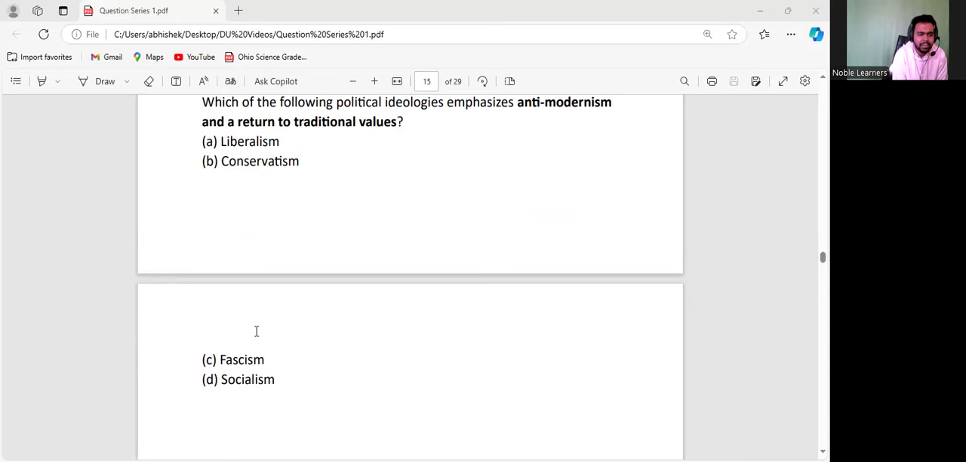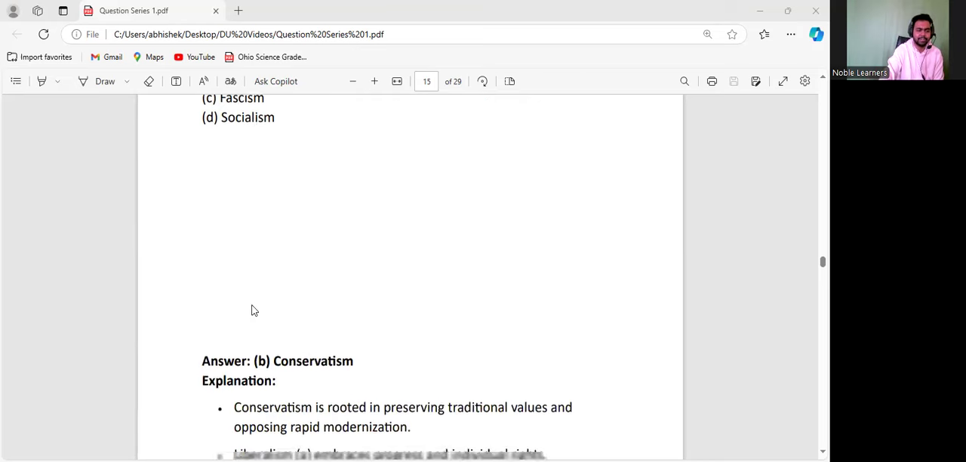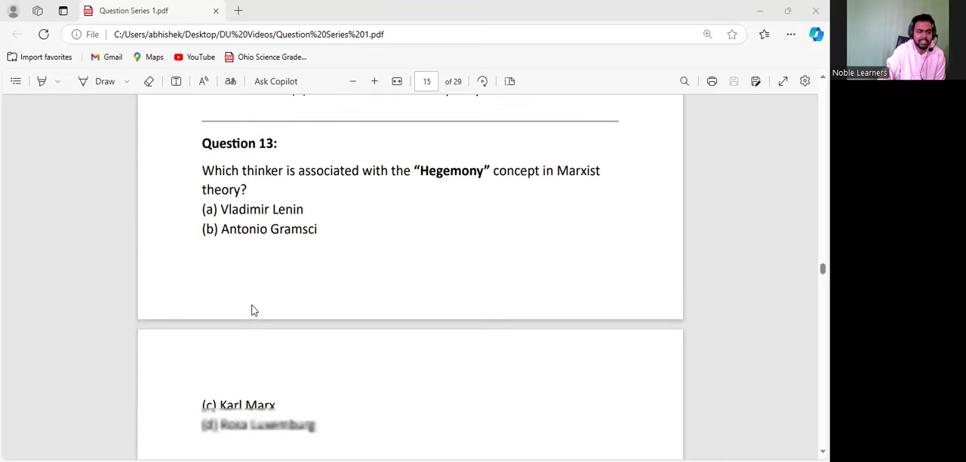Obviously, you know this. You may get confused between fascism and conservatism because fascism also supports this to some extent. But fascism is not against modernization. All the battleships and technological advancement that was done in Italy and Germany was a sign of modernity, and that was under fascist governance. So you can't say it is anti-modern in all senses. Therefore, conservatism is the correct answer. You might be getting confused with this one, but I hope it's clear to you.